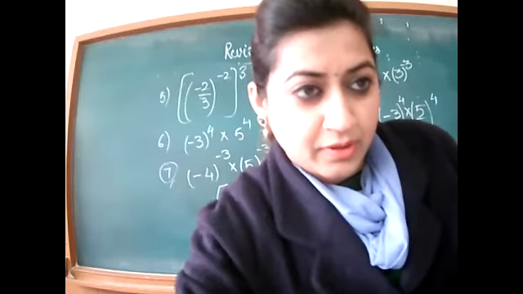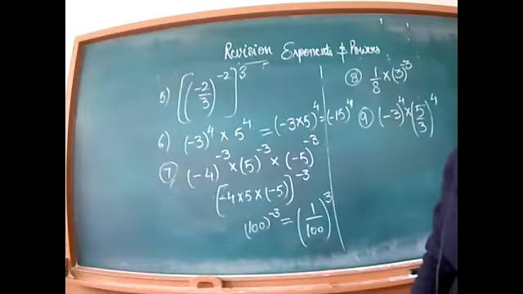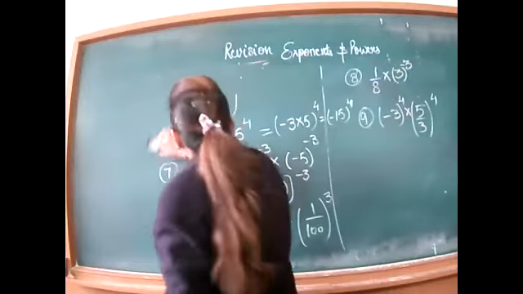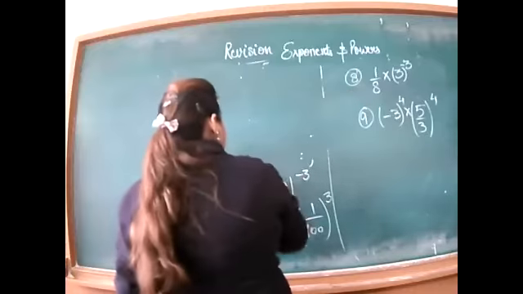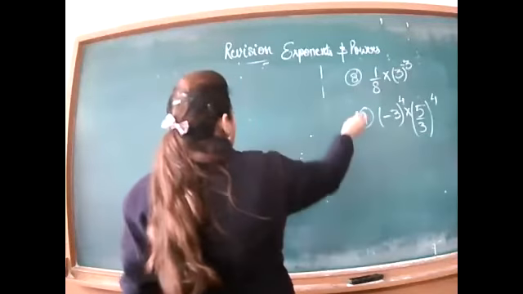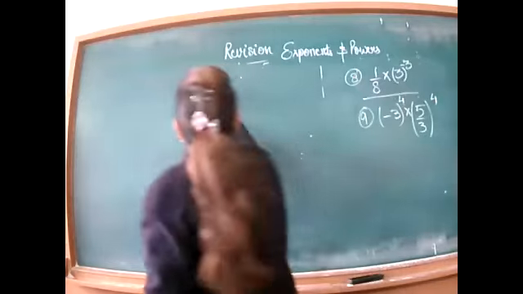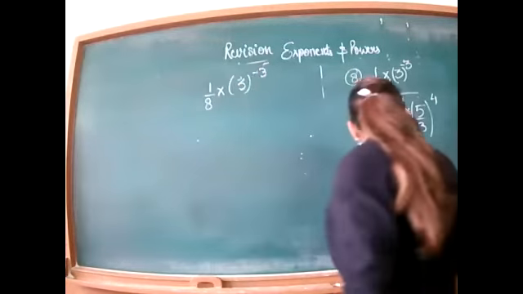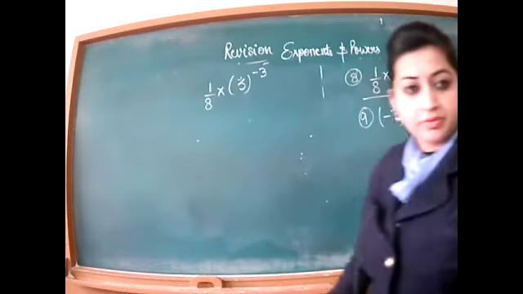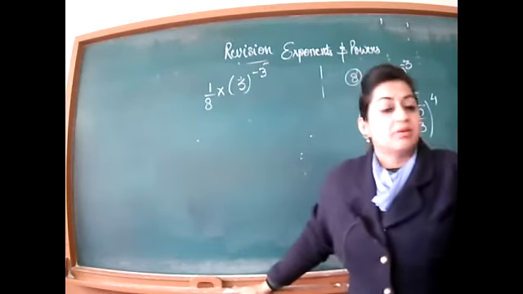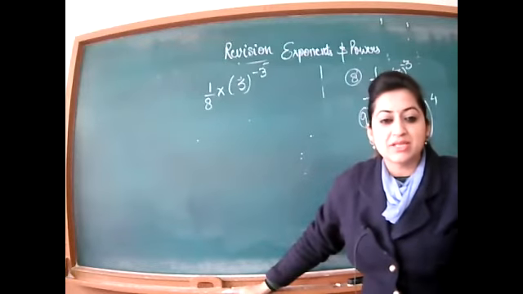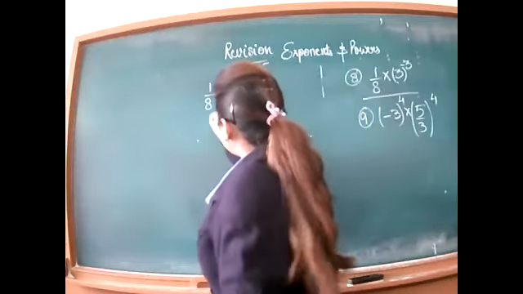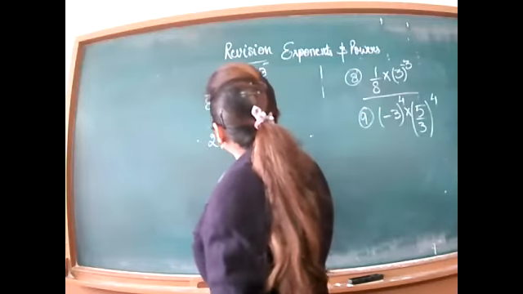Ma'am, the property which is applying is a raised to power m into b raised to power m is equal to a into b whole raised to power m. Ma'am, 2 raised to power minus 3. Ma'am, 1 by 8. How will you solve this? Yes. Ma'am, 2 raised to power minus 3 into 3 raised to power minus 3. First explain, where did 2 raised to power -3 come from? Ma'am, 1 by 8. 2 into 2 into 2 is 8. Yes, you have written 8 as 2 raised to power 3.